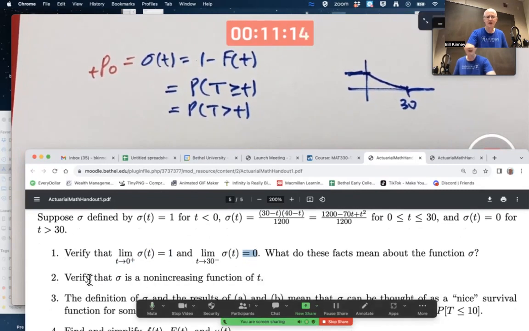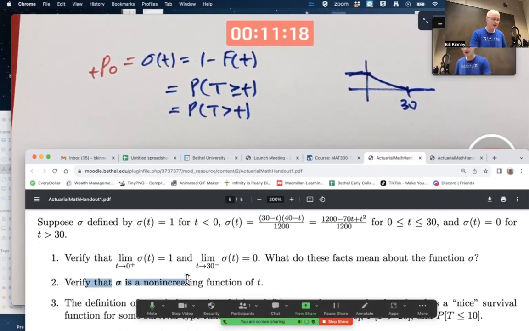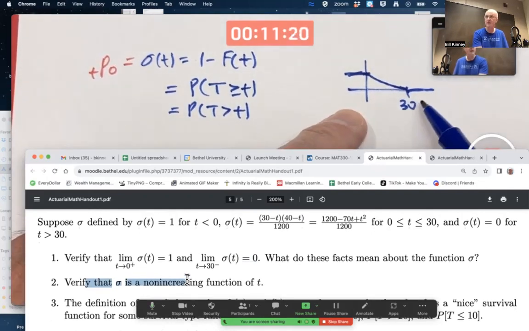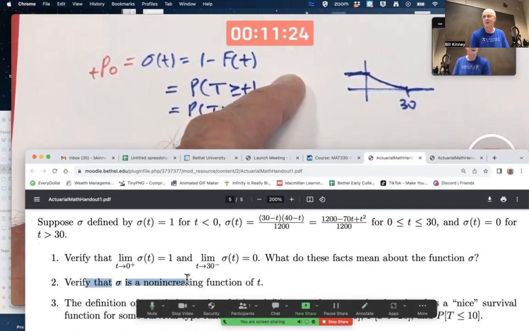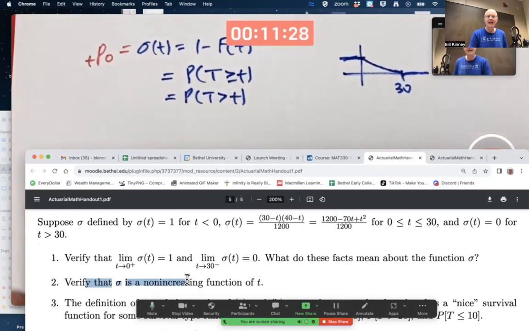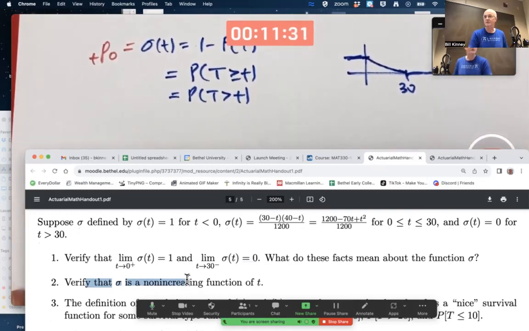It's a non-increasing function. I asked you to verify that here. Certainly when t is less than 0 or bigger than 30, its derivative is 0. It's constant. That technically is non-increasing. It's not decreasing, but it's non-increasing. The goal here in number 2 is just to verify the derivative is negative when t is between 0 and 30. So we can go ahead and do that.